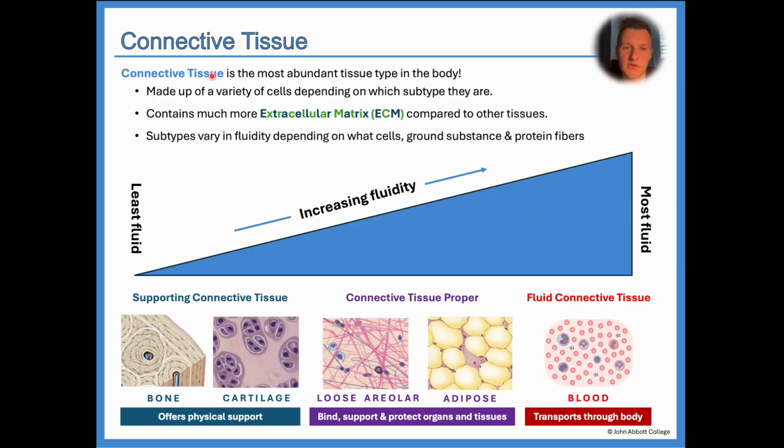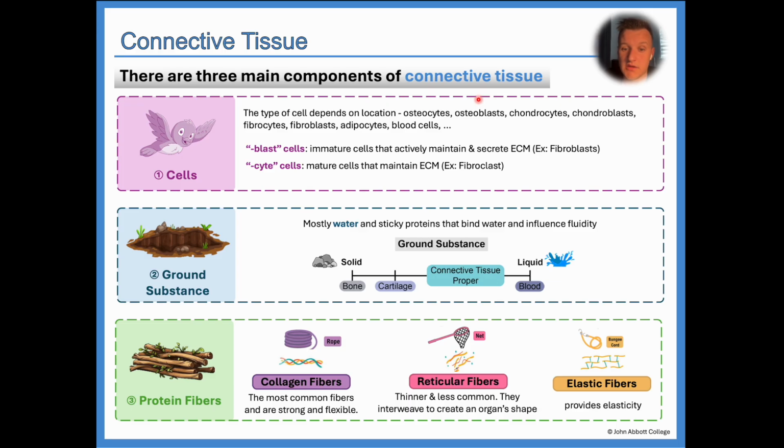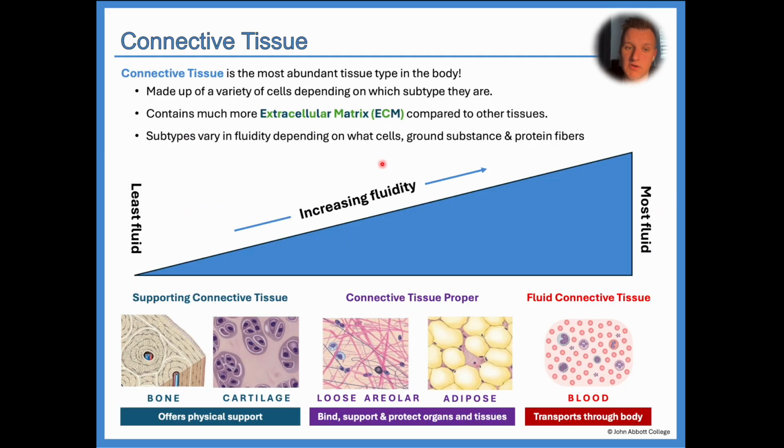All right, so over here, connective tissue. General things about connective tissue: it's the most abundant tissue type in the body, like we had said. It's made up of a variety of cells depending on which subtype they are. We just saw that over here. You could have a lot of ground substance, not much. You could have a lot of collagen, or not a lot of collagen, a lot of elastic fibers or not, right? So it's made up of a variety of cells depending on the subtype.